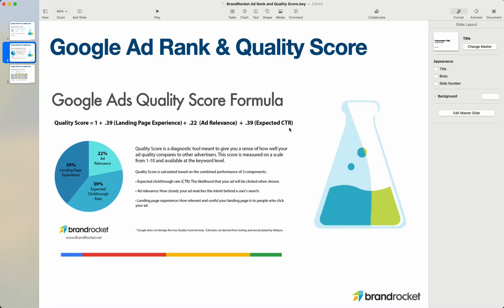Okay, so we look at all three. We start with the ad relevance, then we look at landing page, and then this is through the bidding through time. So once everything else is nailed, we've addressed all of these others, then we can start getting to the right place with the expected click-through rate. But we always start with these two first. Okay, so there's a method to it.